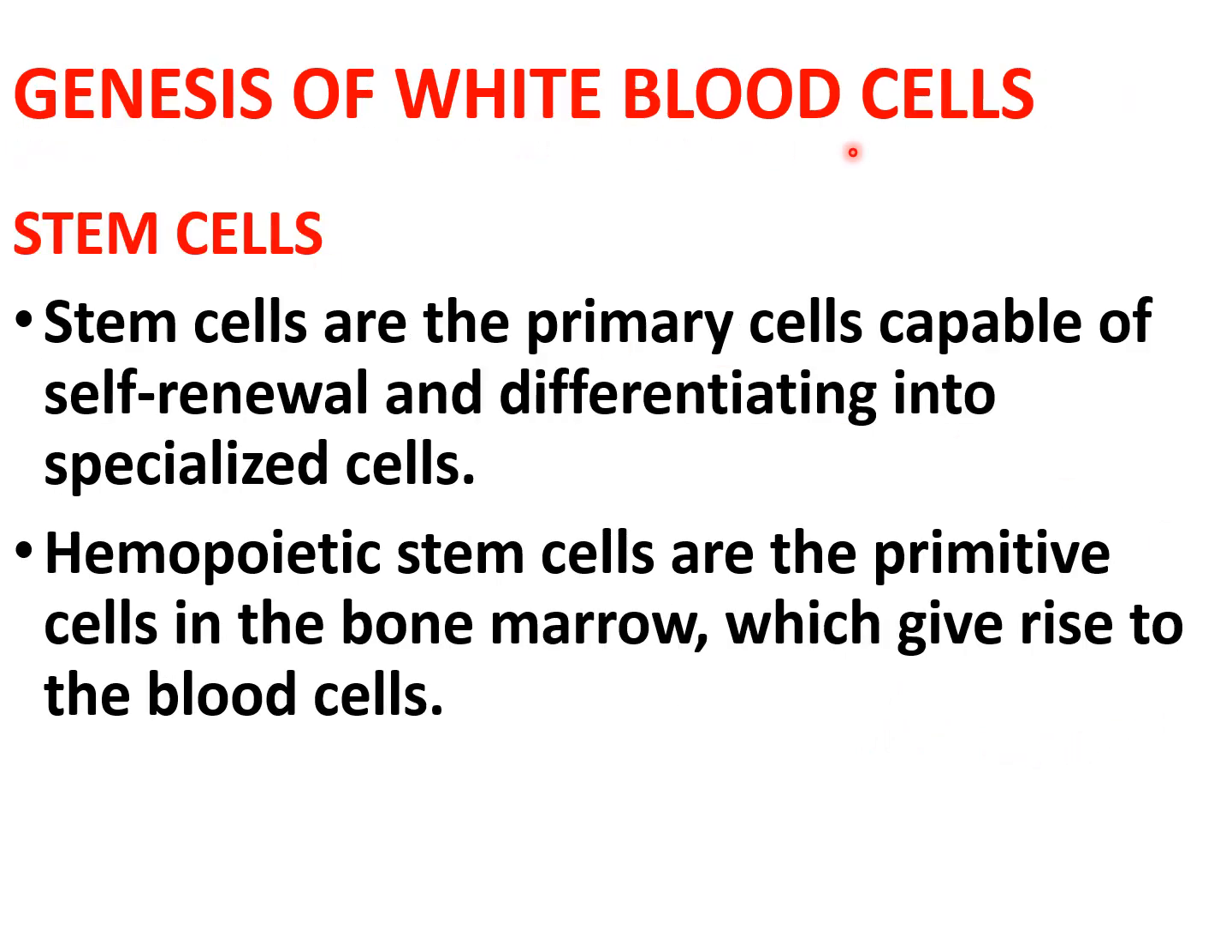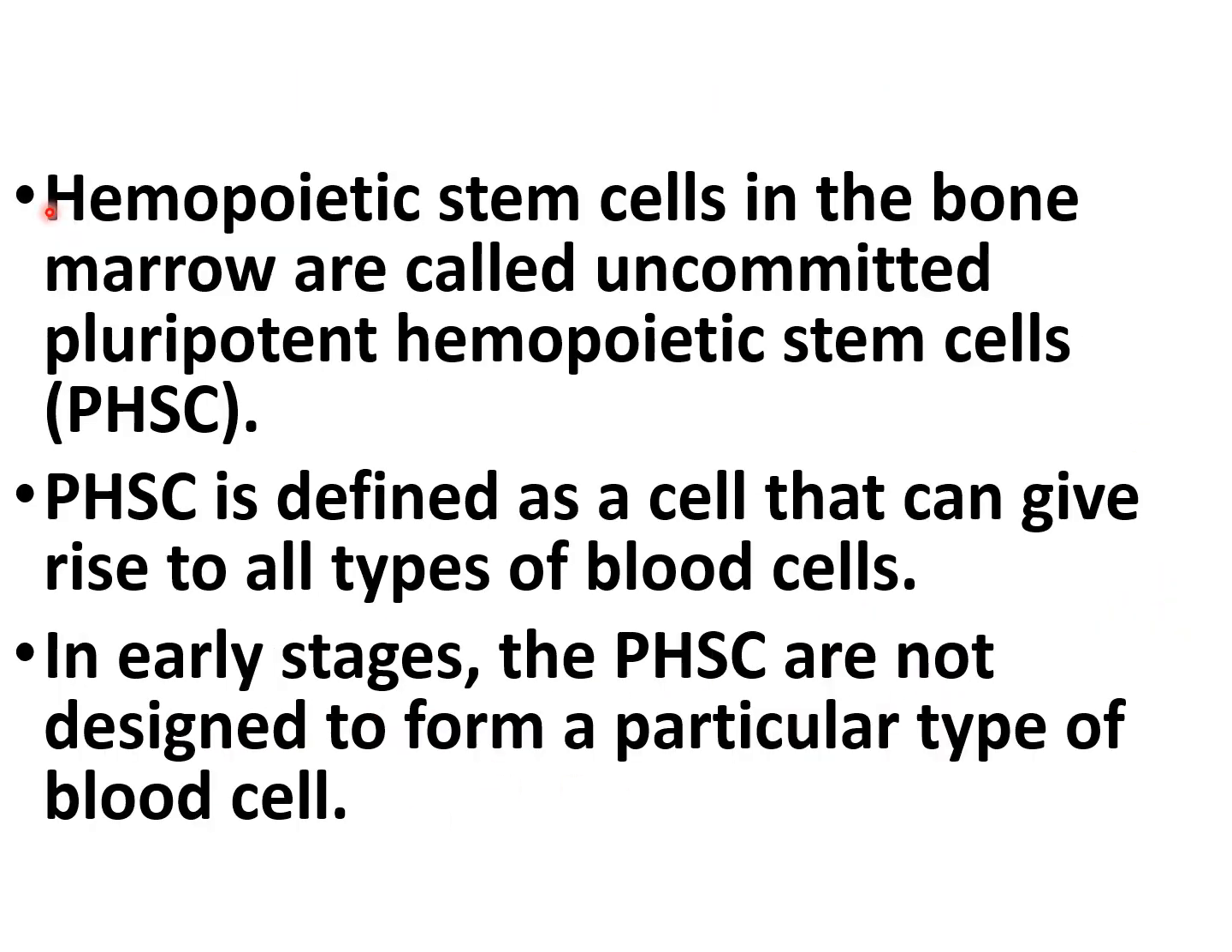Then genesis of the white blood cells. Stem cell. So what are stem cells? Stem cells are the primary cells that are capable of self-renewal and differentiating into specialized cells. Hemopoietic stem cells are the primitive cells in the bone marrow which give rise to blood cells. Hemopoietic stem cells in the bone marrow are called uncommitted pluripotent hemopoietic stem cells.